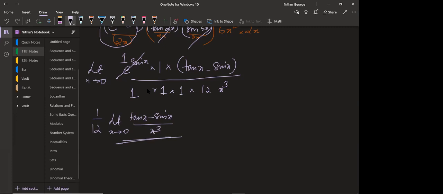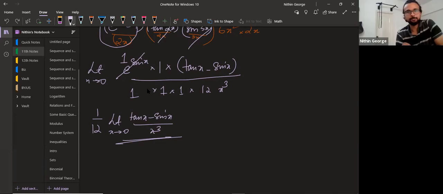Okay, good. Now, can you solve it from here? Please try. What happens when you solve this from here?